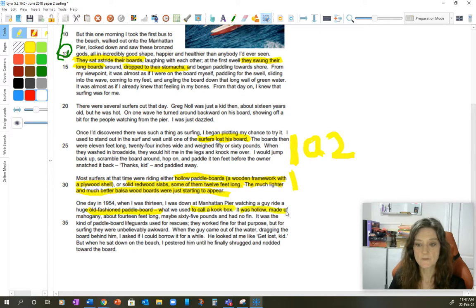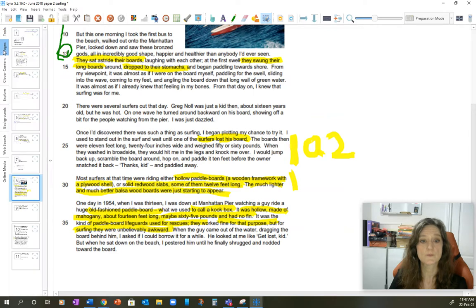It was hollow, made of mahogany, about 14 feet long, maybe 65 pounds, had no fin. It was a kind of paddleboard lifeguards used for rescues. They worked fine for that purpose, but for surfing, they were unbelievably awkward. When the guy came out of the water, dragging the board behind him, I asked if I could borrow it for a while. He looked at me, "Get lost, kid." But when he sat down on the beach, I pestered him until he finally shrugged and nodded towards the board.